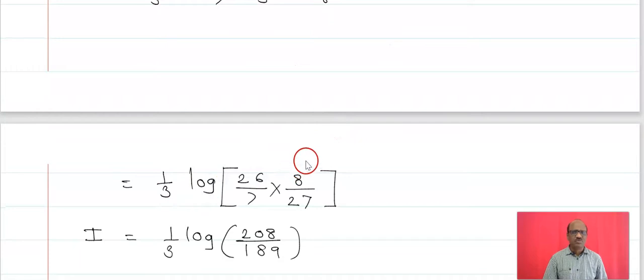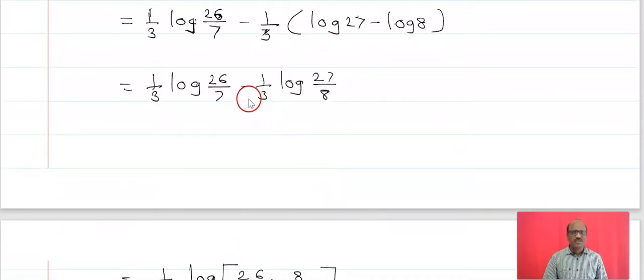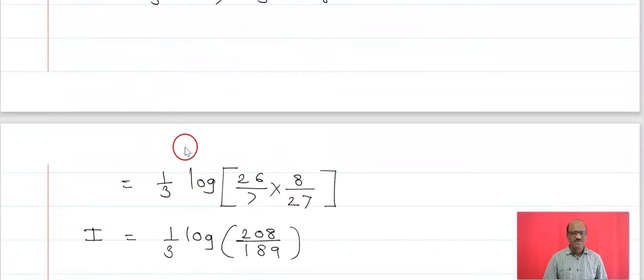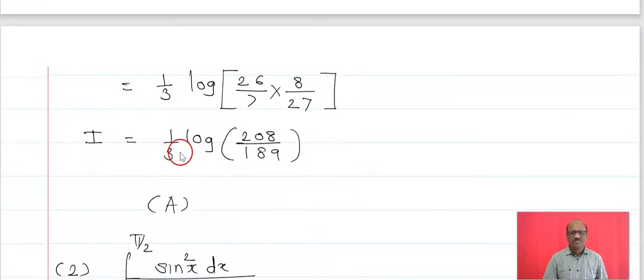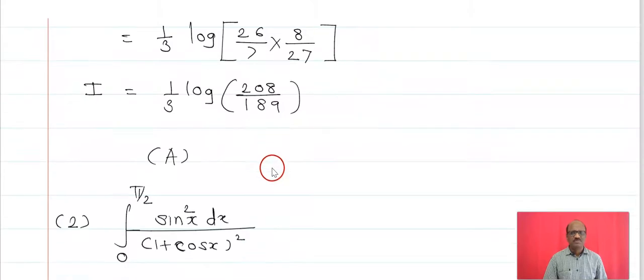Take 1 by 3 as common, and what's the sign between these two logs? That is a minus. Therefore log of m minus log of n means log of m upon n, and in this way we get 1 by 3 log of 26 upon 7 into 8 upon 27. If you simplify then you will get I is equal to 1 by 3 log of 208 upon 189, and that's option A, the correct one.